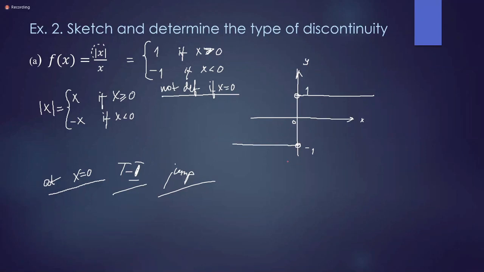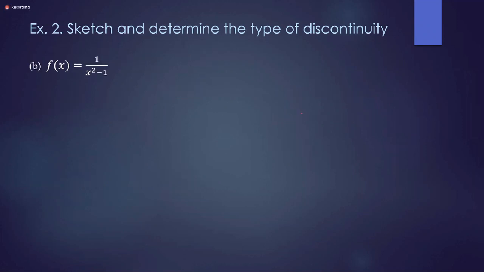Next function, next graph. So we see that basically this function is not defined. Let's notice the domain of the function. The domain of this function: x squared minus 1 cannot be equal to 0. So this means x squared cannot be equal to 1. This means x is not positive or negative 1. So we have evidently two points of discontinuity.